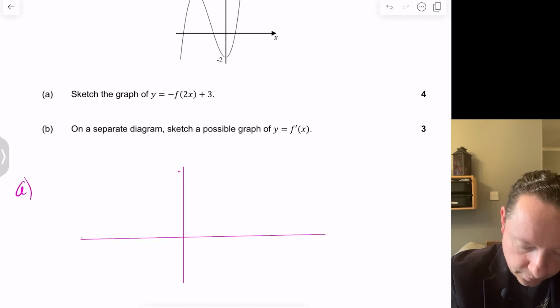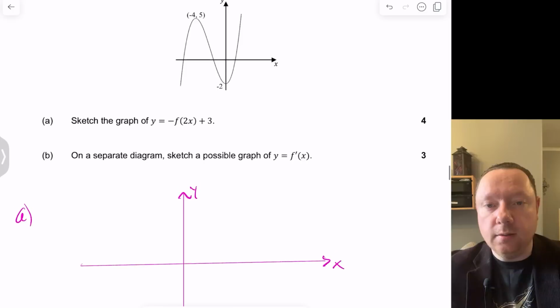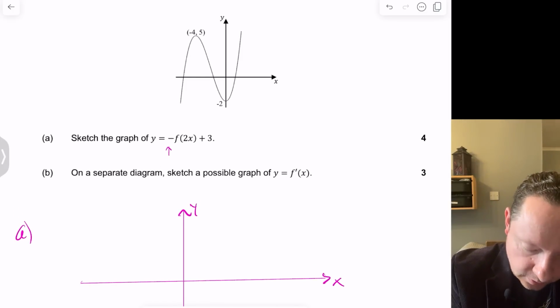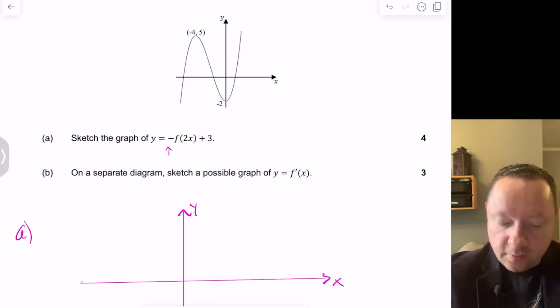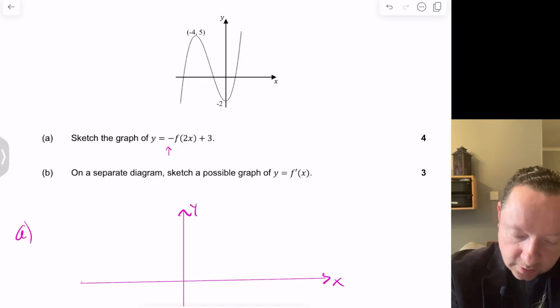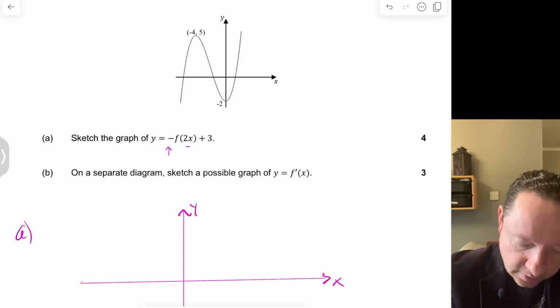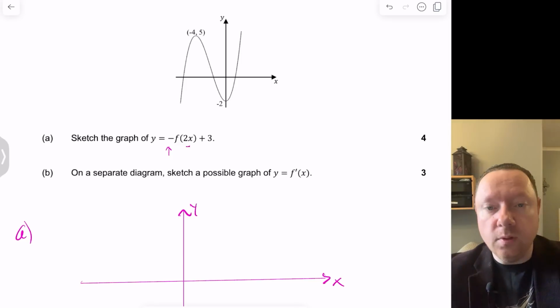Nice and neat. Although in the exam you'll actually get a diagram grid to draw on. So what's happening? I've got a minus, so I need to flip it, a reflection in the x-axis. So I need to flip it upside down, in other words. And then inside the bracket means this is acting on x, so I'm going to do something to x.